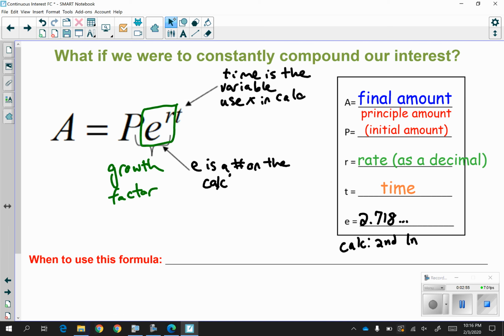Now, you're going to use this formula when you see compounded continuously. So the last video said anytime you see the word compounded, use the compound interest formula. That's not the case when you see compounded continuously. The word continuously overrides it to tell you to use PERT, this formula.